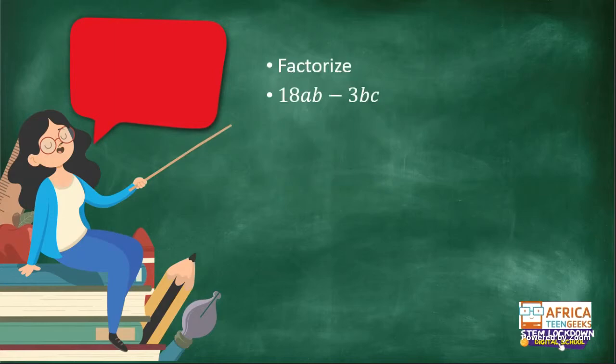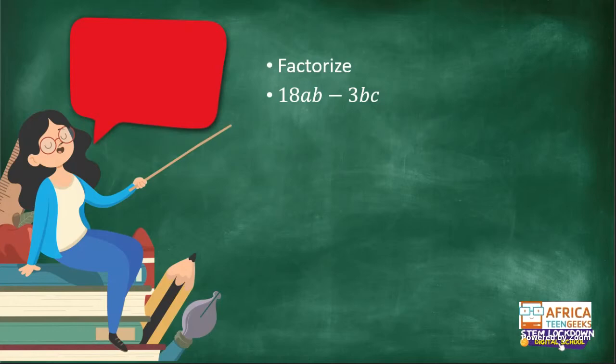Can you factorize 18ab minus 3bc? Is there a common factor? Yes, sir. It's 3 and b. So you say the common factor will be 3 and b? Okay, so you can simply put it as 3b.